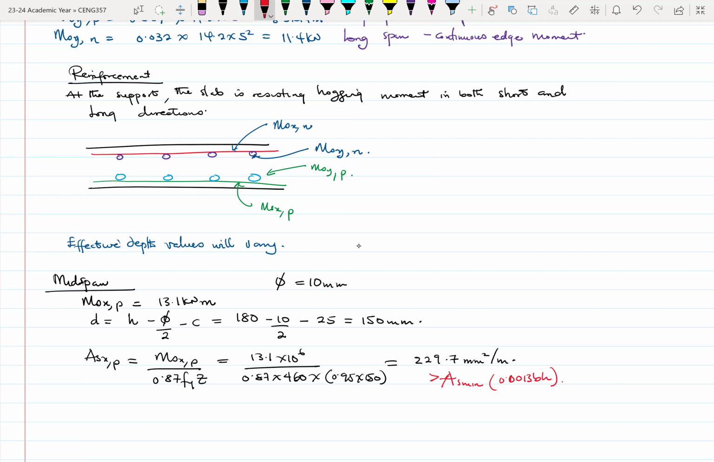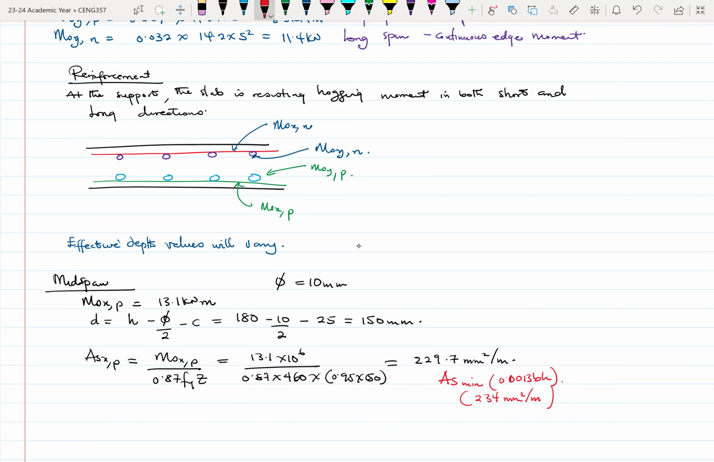Okay, and this is... I think our B will be 1,000. So let's check and see. So it becomes 0.0013 times 1,000 times an H of 180. And this will give us 234 millimeter squared per meter. So we can see that AS minimum is more than our ASP. So we choose the AS minimum, all right?